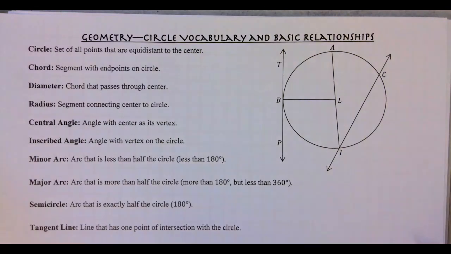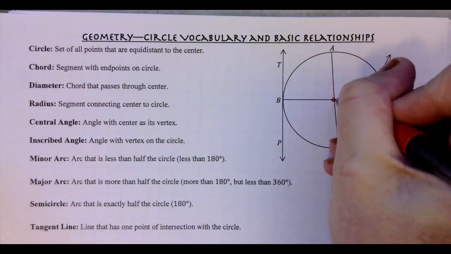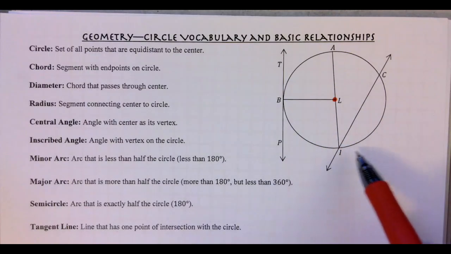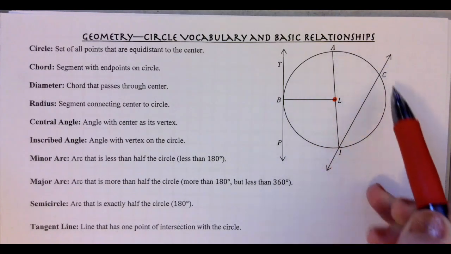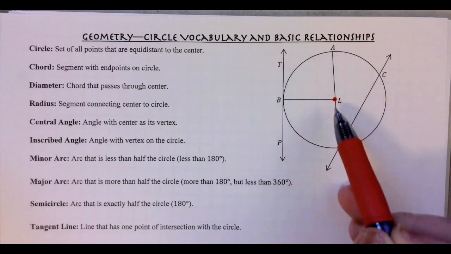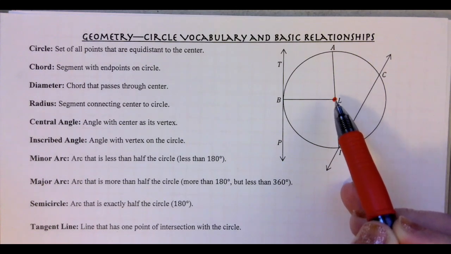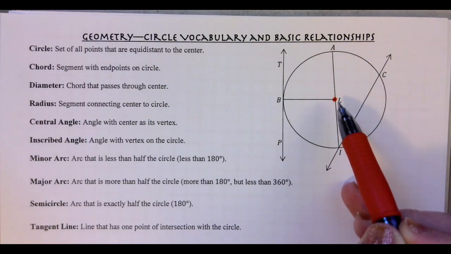So my center here is point L, and I'm looking at the set of points that are equidistant, so anything around here, from that fixed point, that center. And that distance is, of course, what the radius is, because any radius will be congruent to any other radius in the same circle.